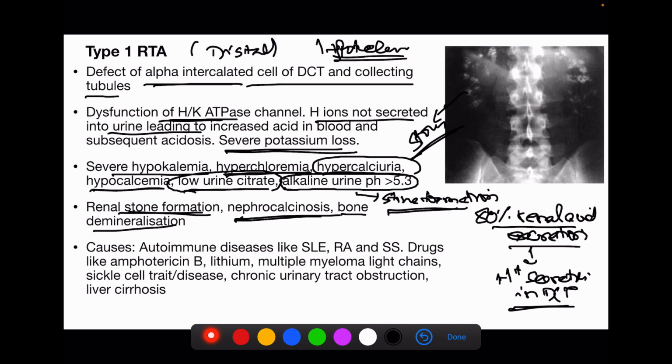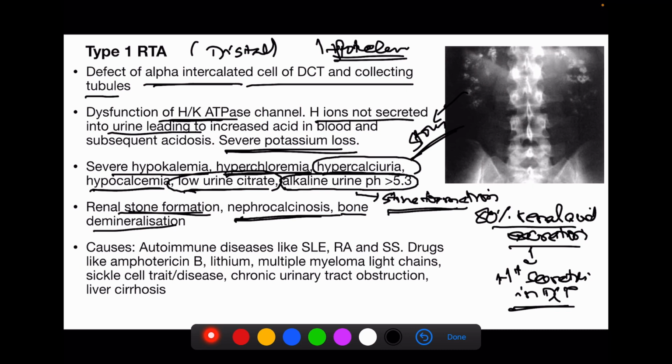So why do you see alkaline urine pH? Just as I told before, H plus is not being secreted into your lumen. H plus is basically acid. If H plus is not being secreted into the lumen of the distal convoluted tubule, what do you think is going to happen? There is going to be less acid, and less acid means the urine is going to be alkaline. In other words, the pH is going to be more than 5.3, and this predisposes to stone formation.